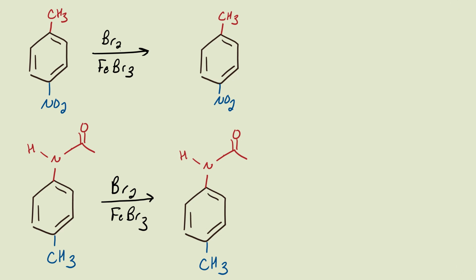If we have more than one substituent, we have to look at the effects from both. This group is an ortho-para director, while this group is a meta-director. For this one, we pick the position that both groups point to.